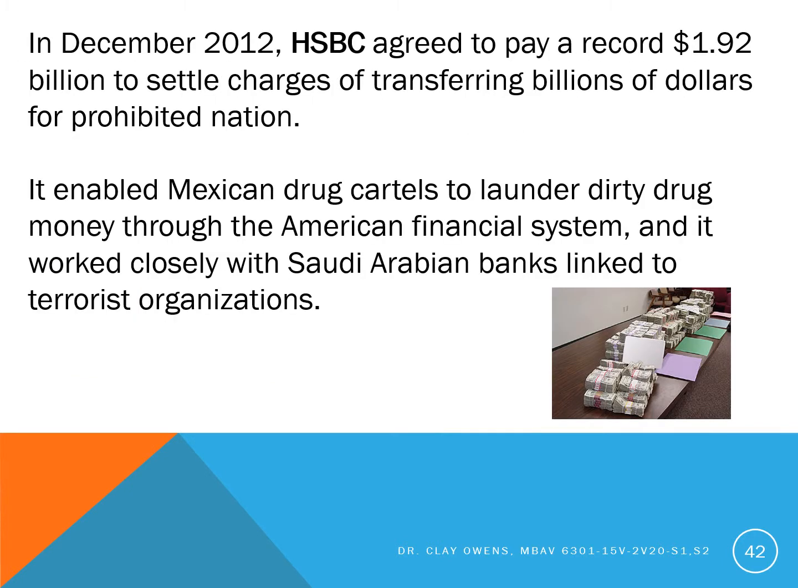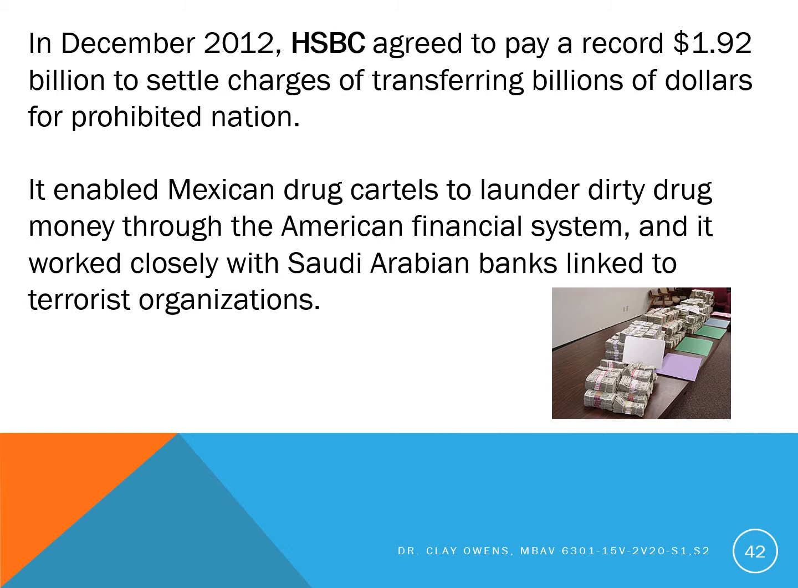They agreed to pay a record $1.92 billion, almost $2 billion, to settle charges of transferring billions of dollars to prohibited nations. What this did was allow Mexican drug cartels to launder dirty drug money through the American financial system. And it also worked closely with Saudi Arabian banks that had been linked to terrorist organizations.